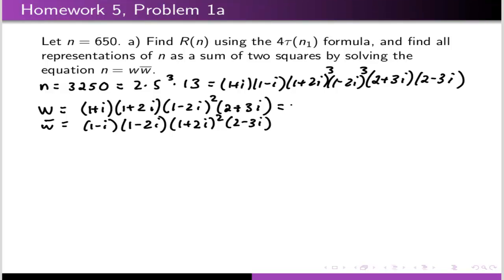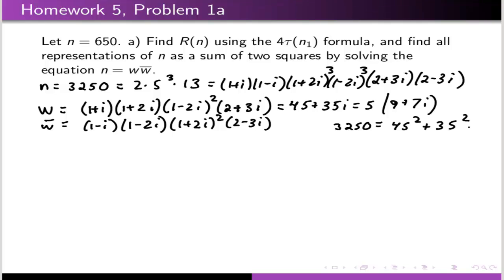You just take out a calculator and compute this. So I get 45 plus 35I. Or you could think of that as 5 times 9 plus 7I. So that's one of your non-primitive representations. And then W conjugate would just be the conjugate. So here we're doing 3250 as 45 squared plus 35 squared. An imprimitive representation. So that's one way.